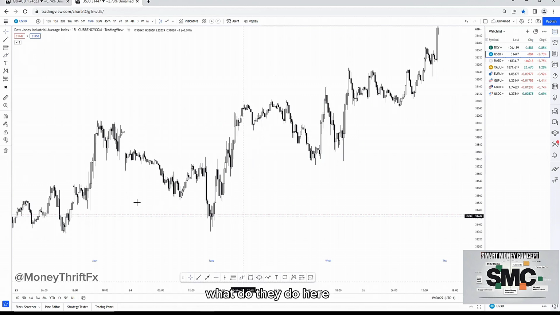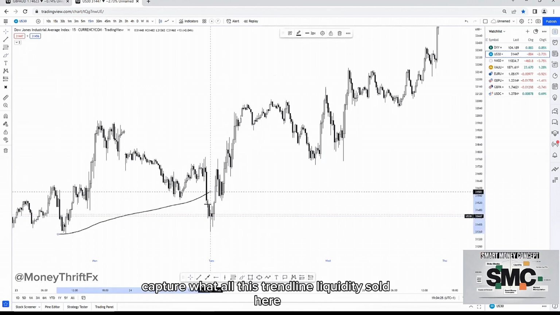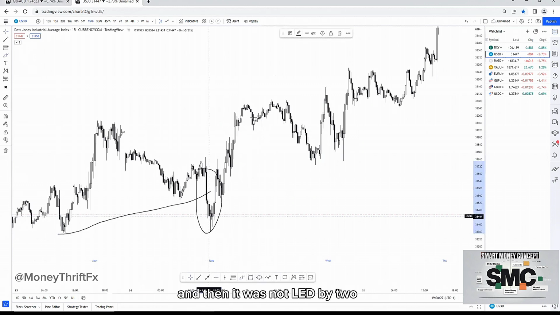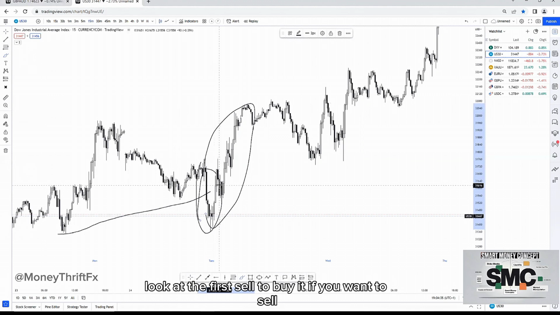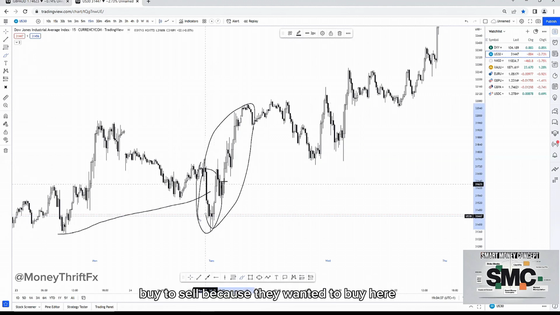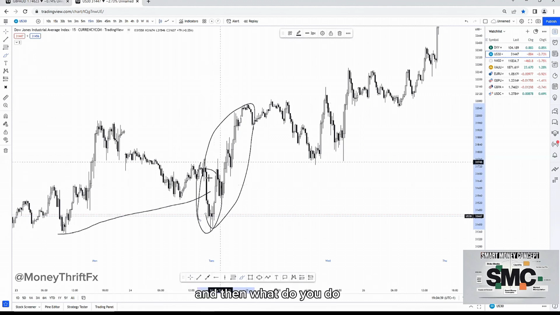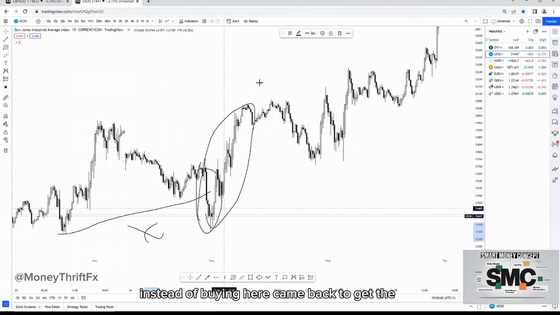Right? What did they do here? They captured all this trend line liquidity, sold here, and then now started buying. So they will always sell to buy and buy to sell. If they want to buy, they first of all sell to buy. If they want to sell, they first of all buy to sell. So you can see they wanted to buy here, and then what did they do? They sold first, captured liquidity, and started buying here.